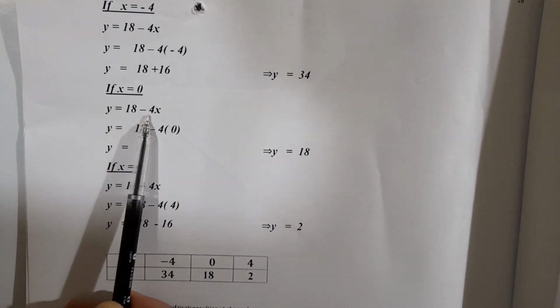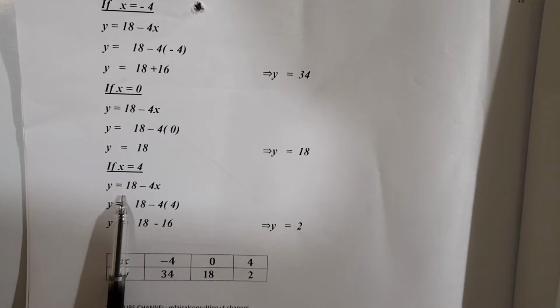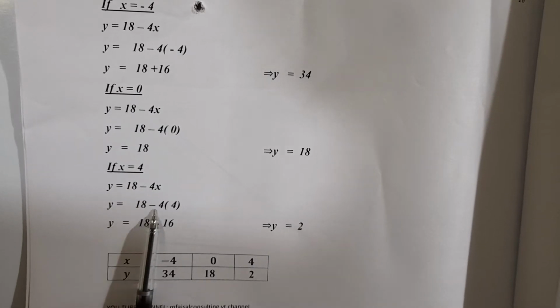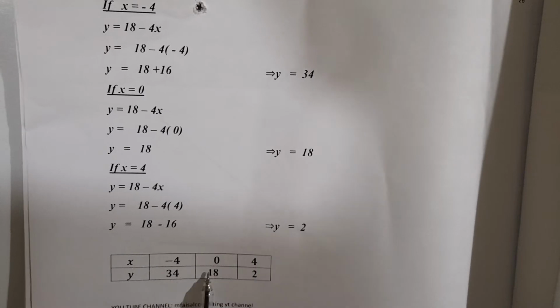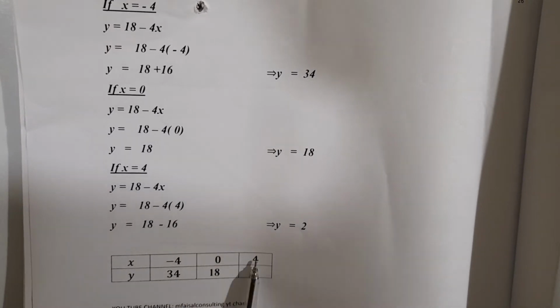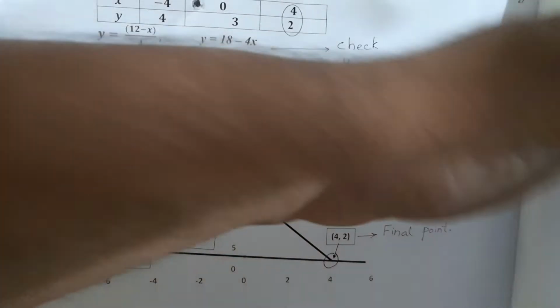If x is equal to 0, the whole term becomes 0. So y is equal to 18. If x is equal to 4, 18 minus 4x, 18 minus 4 into 4. 4 into 4 is 16. 18 minus 16, y is equal to 2. So our table is: when x was minus 4, y was 34. X was 0, y was 18. X was 4, y was 2. Now we'll be drawing the graph.